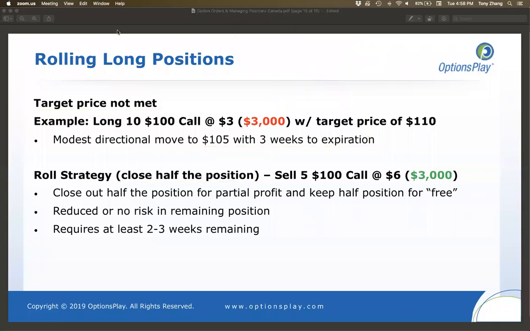This is really great for those of you that want to reduce the risk in the remaining position. It does require you to have at least 2 to 3 weeks left in the trade, because if you only have a few days left, this doesn't really work out for you. You have to basically take profits on the whole thing. But if you have 2 to 3 weeks left, you can position yourself for more upside without taking any risk on the overall trade.